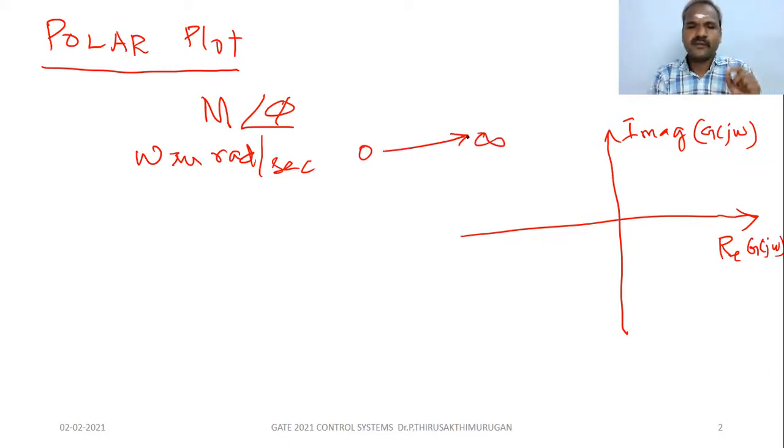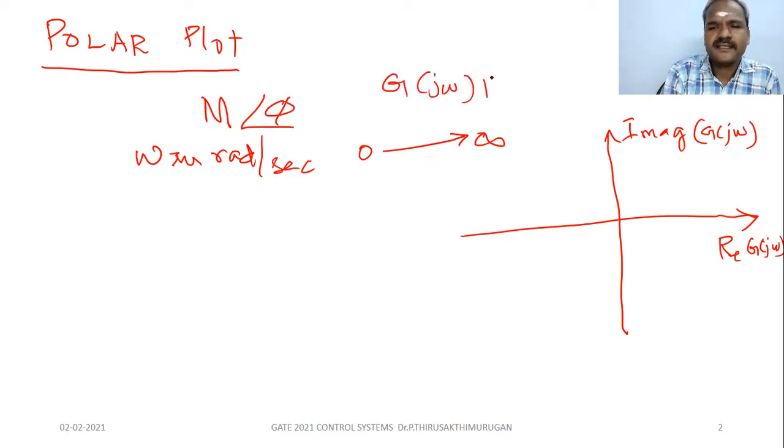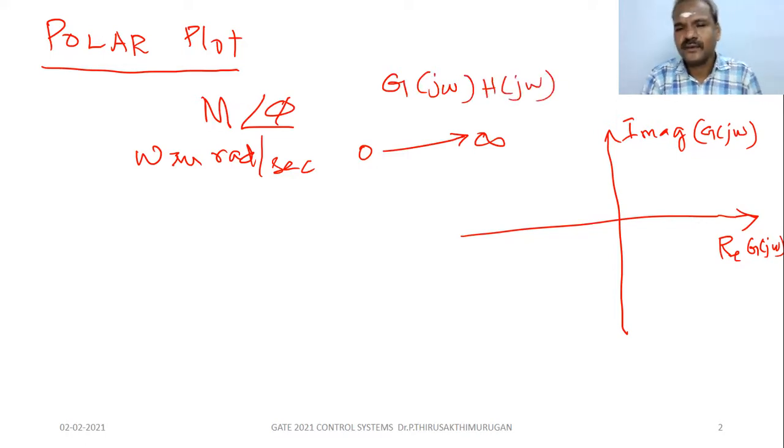So when we vary omega from 0 to infinity, we obtain various magnitude values and phase angle values. If we plot them in a polar graph sheet, which has both angle as well as magnitude values, the polar plot is nothing but the plot of the magnitude and phase angle of G of j omega and H of j omega, as omega varies from 0 to infinity.